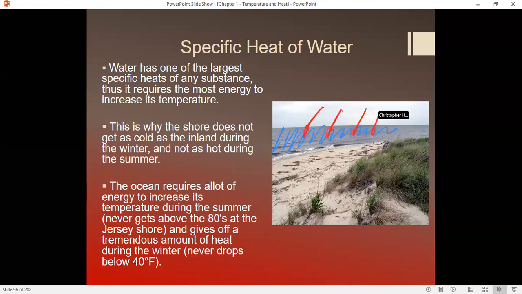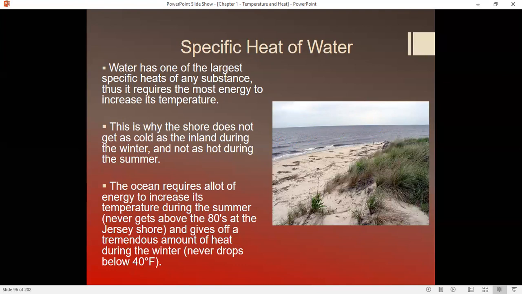keeping the temperatures moderate. Now, in the wintertime, when it gets very cold out, we get the reverse process. Here, the oceans give up their heat, making the winter times probably a little bit foggy or foggier, but a little more moderate than they would be inland.